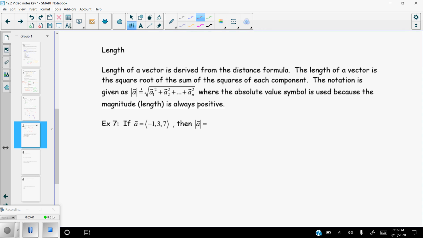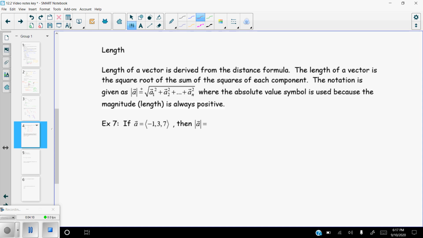So if we want to find the magnitude, it is literally just squaring each one of the pieces, adding them together, and then taking the square root of the sum. That's it. It is literally a distance formula. So the idea is that the vector here in number 7, -1, 3, 7, starts at the origin. We're just going to start it there because it's the easiest place to do it, so we don't have to worry about subtracting 0 and all that kind of stuff from it.